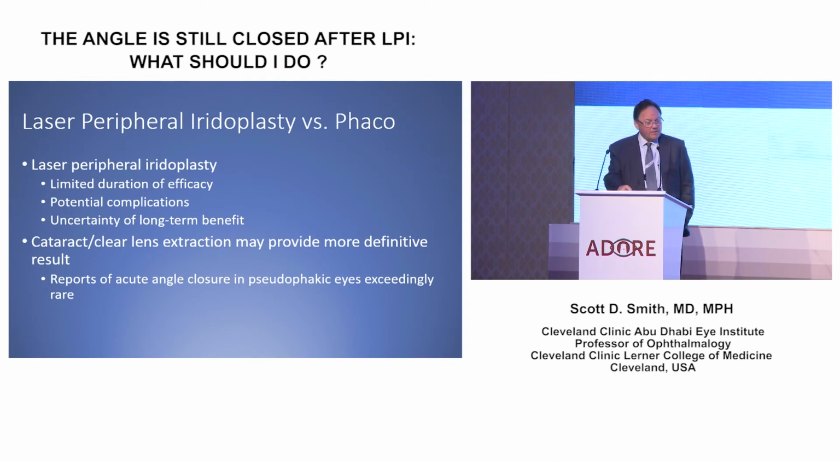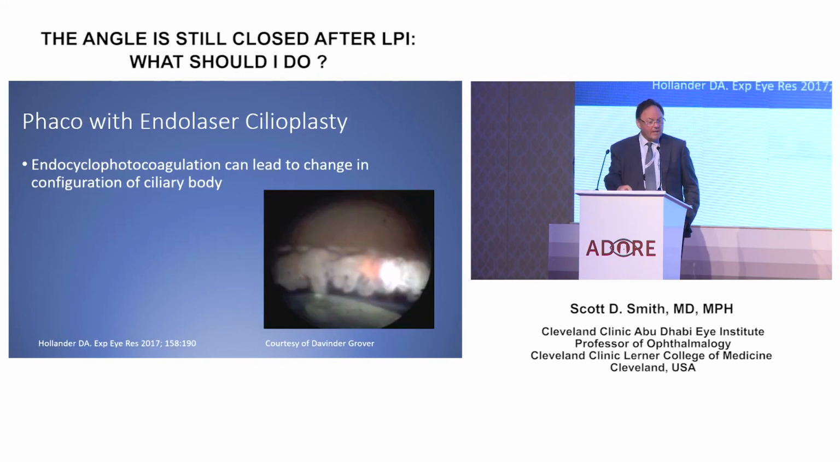Now, the final consideration is whether or not phaco alone may be just as effective and may be a more permanent procedure for lowering IOP in comparison to laser peripheral iridoplasty. Cataract surgery or clear lens extraction can provide a more definitive result, and reports of acute angle closure in pseudophakic eyes are exceedingly rare. Although there are some reports that the angle in plateau iris does not open much after phaco, again, you can count on 1 or 2 fingers the number of cases of reported acute angle closure in an eye that's pseudophakic. So it can be a definitive procedure, at least to prevent acute angle closure.